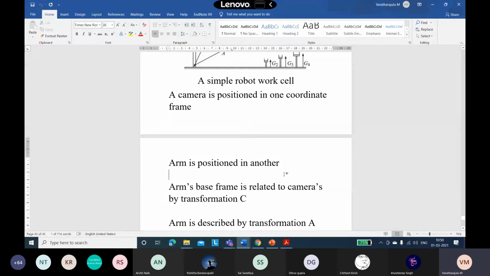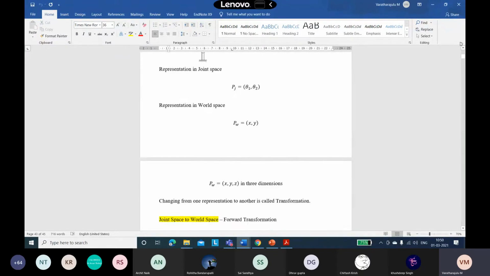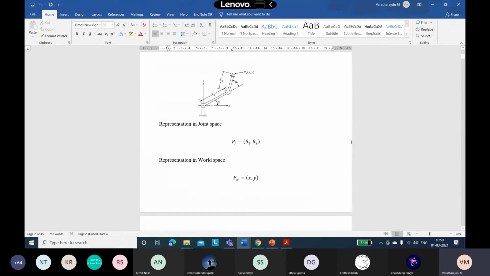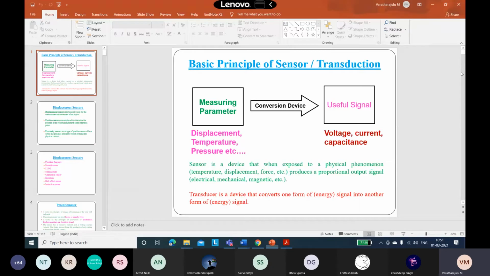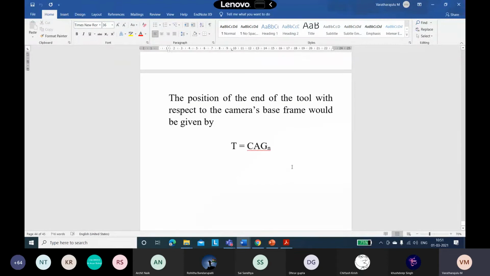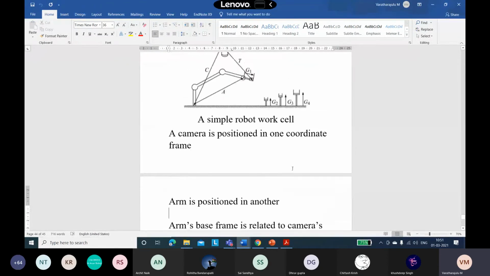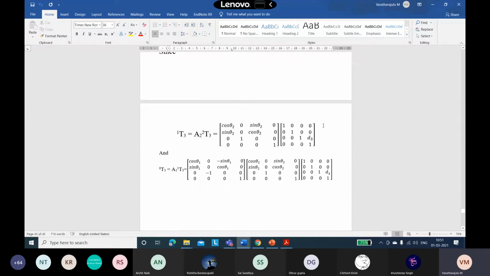Okay, do you have any doubts with these mathematical calculations and this kinematic system? Any doubts? No, sir. Yes. Okay.